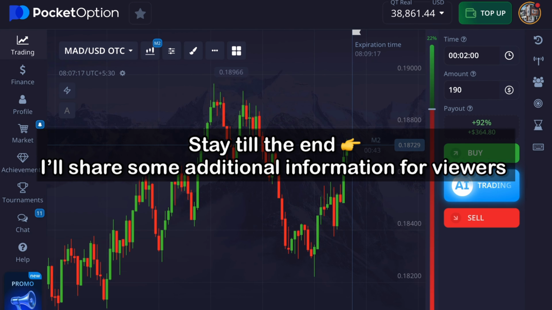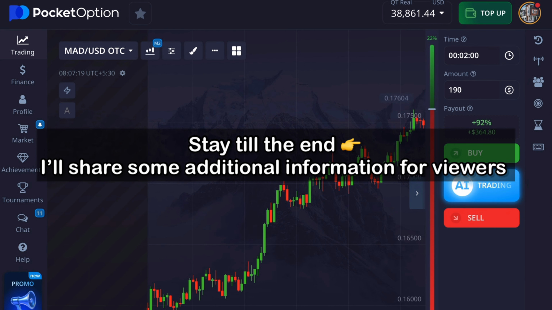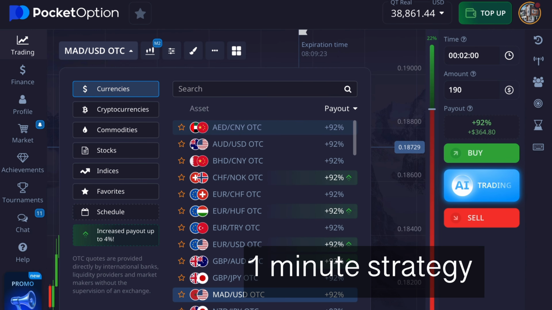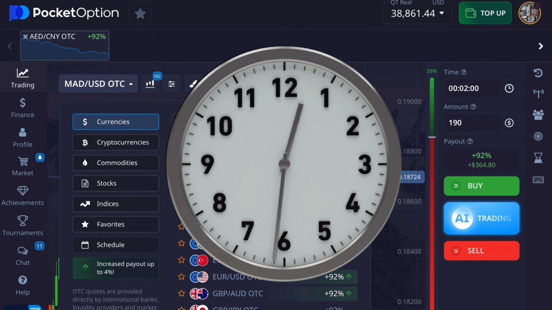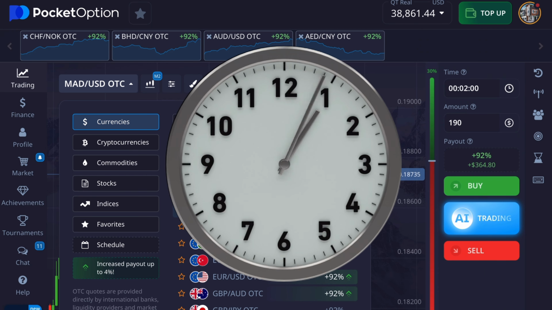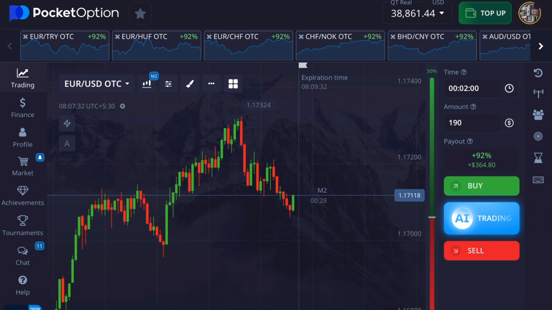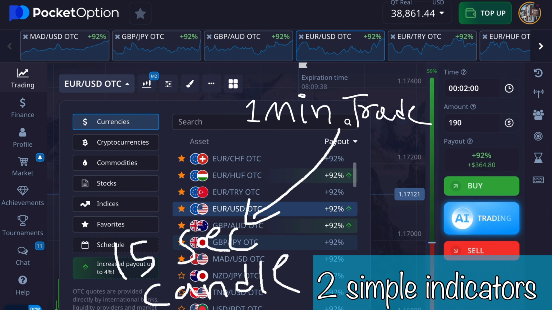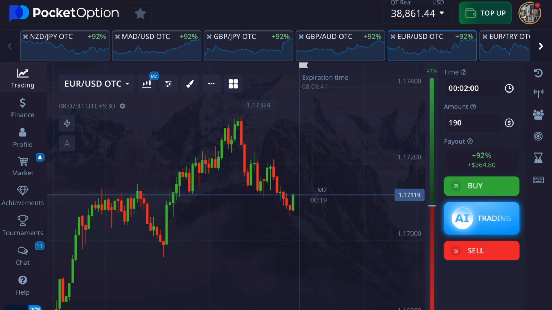Hello traders, welcome. In today's session, I am going to use a 1-minute strategy, and this strategy is quite simple. I am going to enjoy completing today's session on this strategy. In this strategy, I will use 2 indicators and 1-minute trade on 15 seconds candle. This is the method of this strategy.